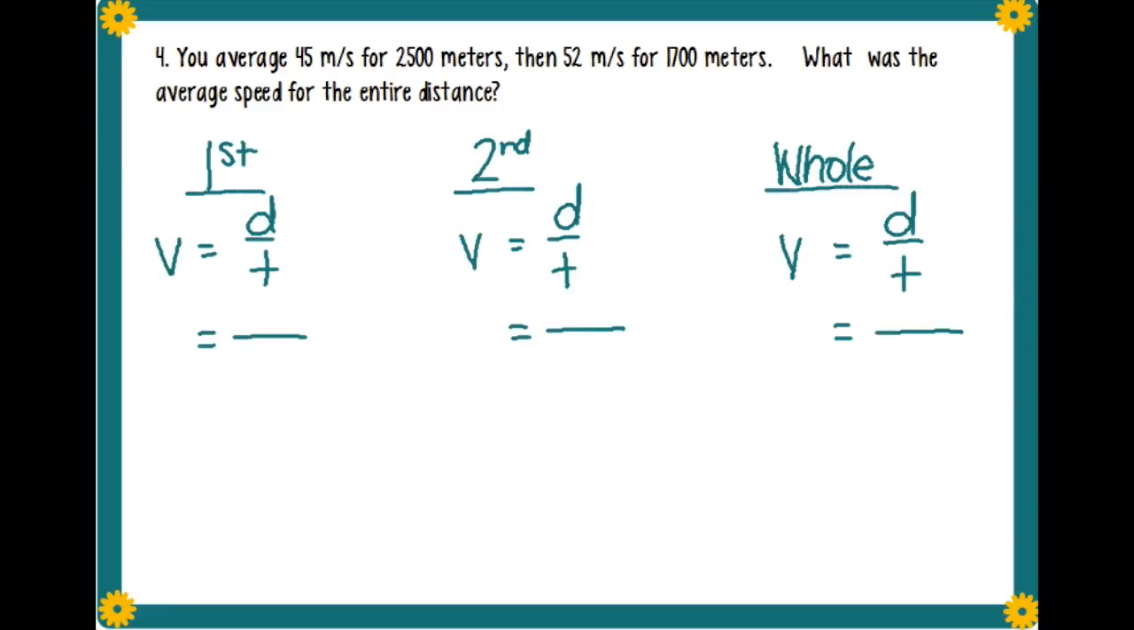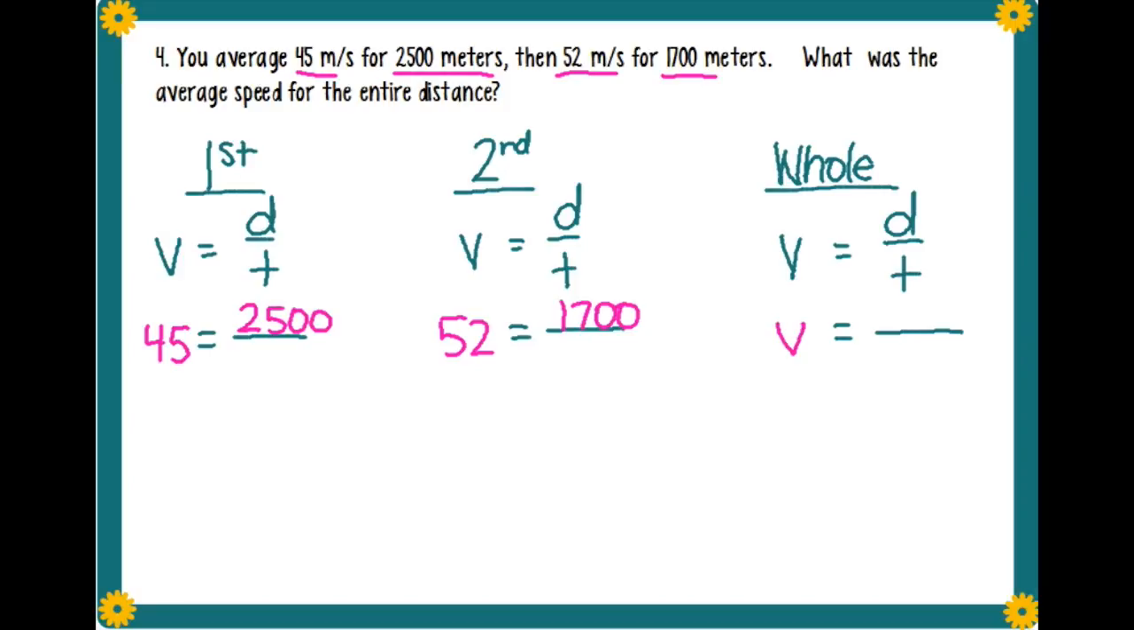So let's fit my numbers into the structure. 45 meters per second for 2,500 meters. So that's a velocity and a distance for the first part of the trip. Then 52 and 1,700, so that's the second part. 52 is the velocity, 1,700 is the distance. What was the average speed for the entire distance? So if I find that v, I'm done.